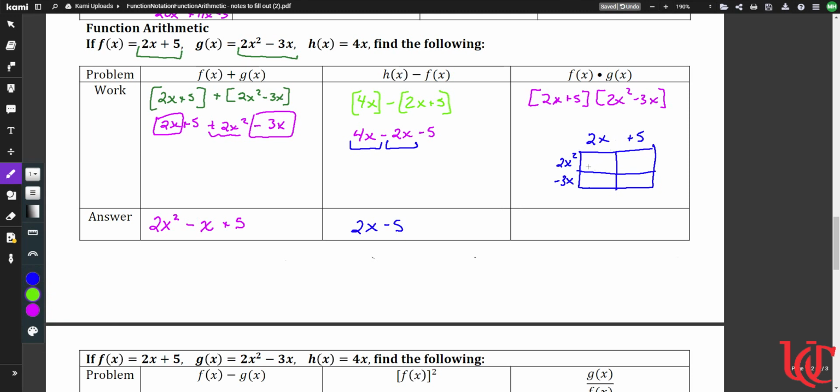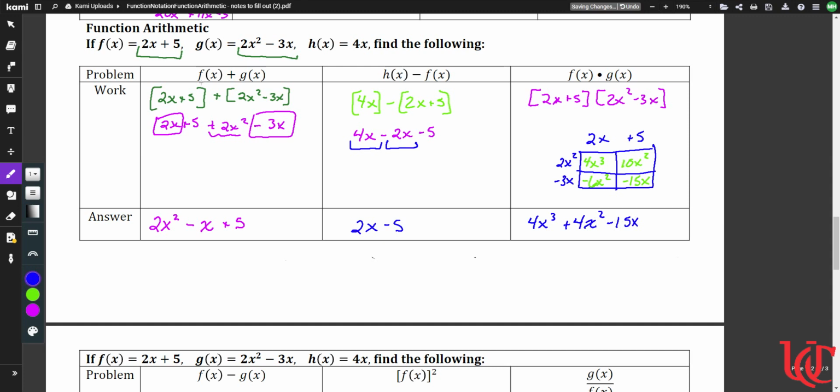Multiplying 2x squared times 2x is 4x cubed. 2x squared times 5 is 10x squared. 2x times negative 3 is negative 6x squared. And negative 3x times 5 is negative 15x. Now, I do have like terms in those diagonal boxes. So putting my terms in order, I will put it in the darker blue because you can see it better. So I have my 4x cubed. I have 10x squared minus 6x squared, which is 4x squared, and minus 15x.